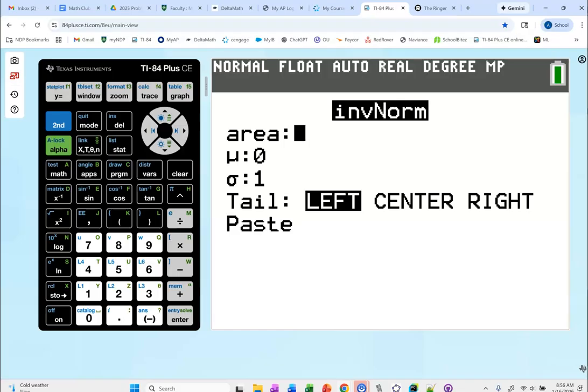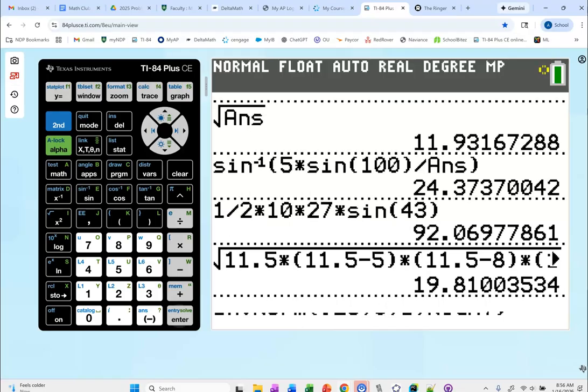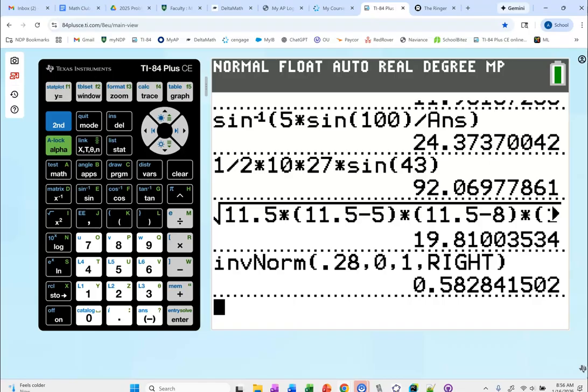Oh, it does have the left, right, center. Well, that's interesting. So we should have been able to just do 0.28. And then we want right. Yeah, you started that, and that should have worked also. My mistake. They didn't used to have that left, right, center option on the inverse norm. So they make it easy now. It makes it a lot easier. Yeah, it absolutely does.